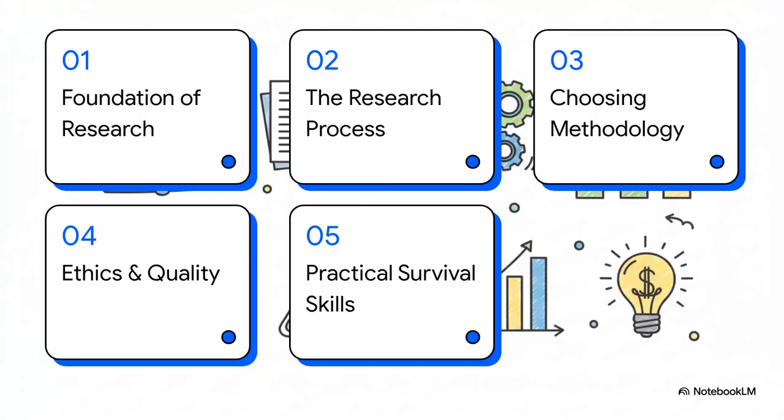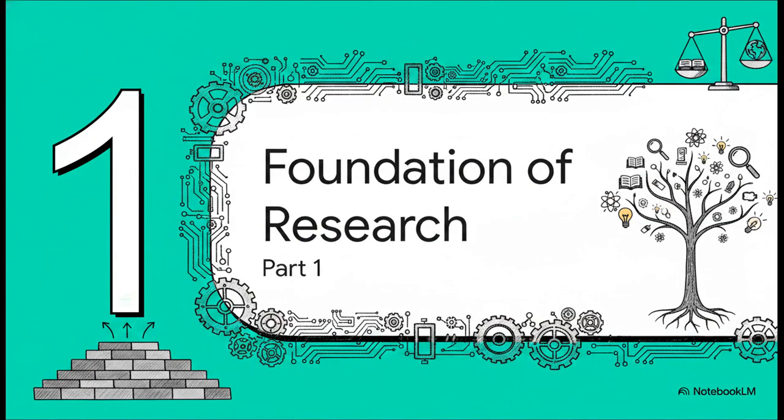Okay, so here's our roadmap for today. We're going to start with Part 1, the foundation of research, move into Part 2, the research process, and then hit Part 3, choosing your methodology. After that, Part 4 looks at ethics and research quality, and finally, we'll wrap up with Part 5, practical survival skills. All right, let's jump into Part 1, the foundation of research.